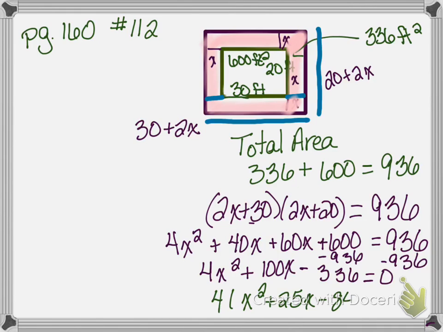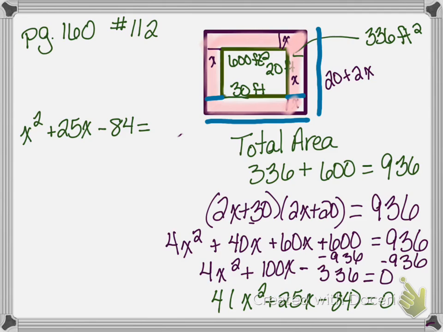So now I've got something much easier to factor, and I'm going to come over here and factor it. I can divide everything by 4, and 0 divided by 4 is 0. So I'm left with x squared plus 25x minus 84.